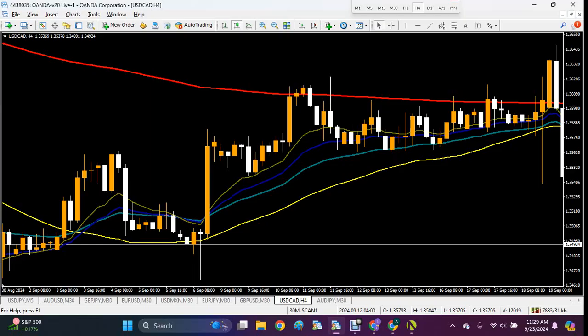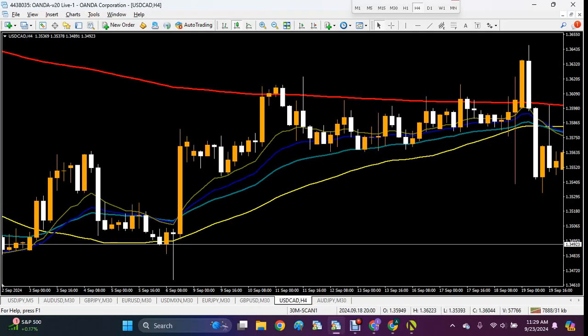We had the bow and arrow. I mean, that was way back. Bow and arrow to the upside and had some trades. Anyway, after that was a daily down candle that we saw, the last one. So let's look at the 4-hour chart.